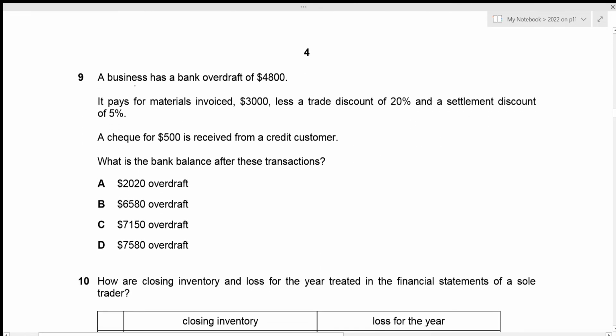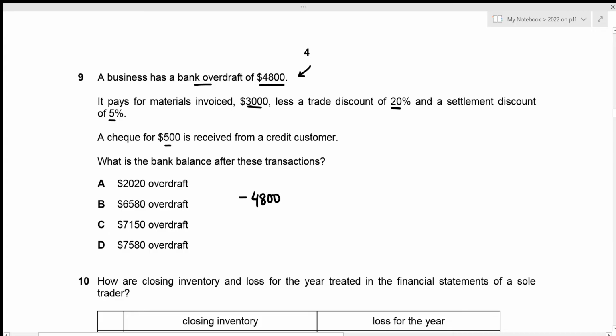We're told that a business has a bank overdraft of 4,800. Bank overdraft just means the negative balance in our bank account. Then it pays for materials invoice 3,000, less a trade discount of 20% and a settlement discount of 5%. A check of 500 is received from a credit customer. We need to figure out the bank balance after these transactions. Okay, so the starting balance is 4,800 but negative.